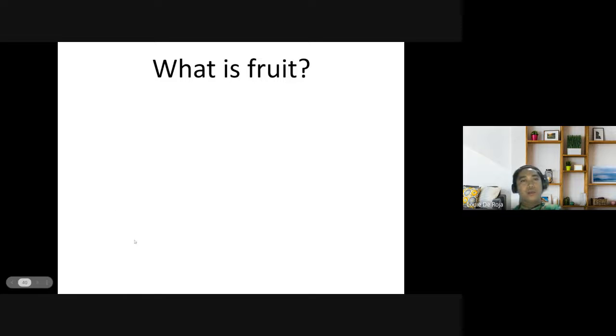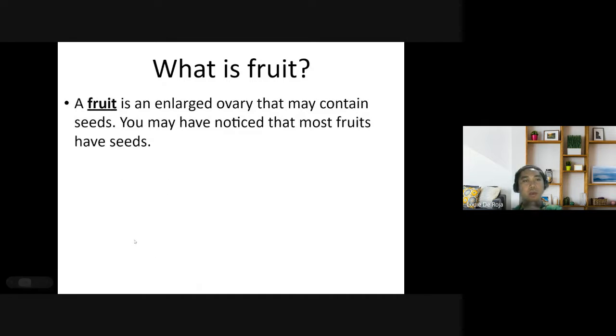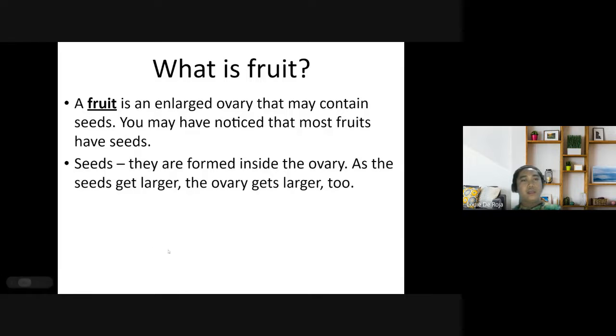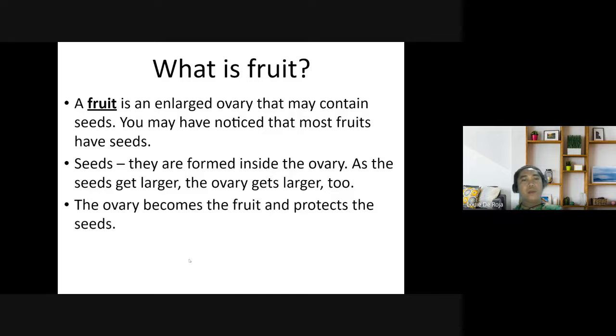Okay, what is a fruit? A fruit is an enlarged ovary that may contain seeds. You may have noticed that most fruits have seeds. Seeds are formed inside the ovary. As the seed gets larger, the ovary gets larger too, and the ovary becomes the fruit and protects the seeds.